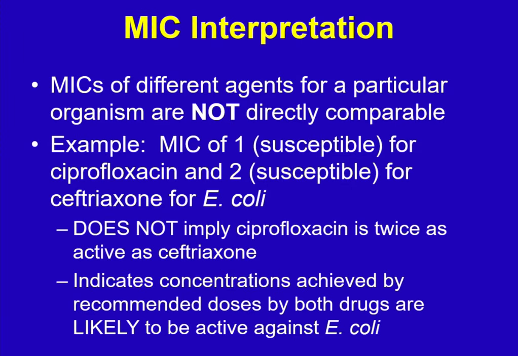So an MIC of 1 for Cipro to E. coli is not better or worse than 2 for ceftriaxone. It doesn't imply that Cipro is twice as effective. In fact, probably the opposite, frankly. It does indicate that the concentrations achieved by that drug at recommended doses are likely to be active against that agent. So you don't have to memorize a ton of these.